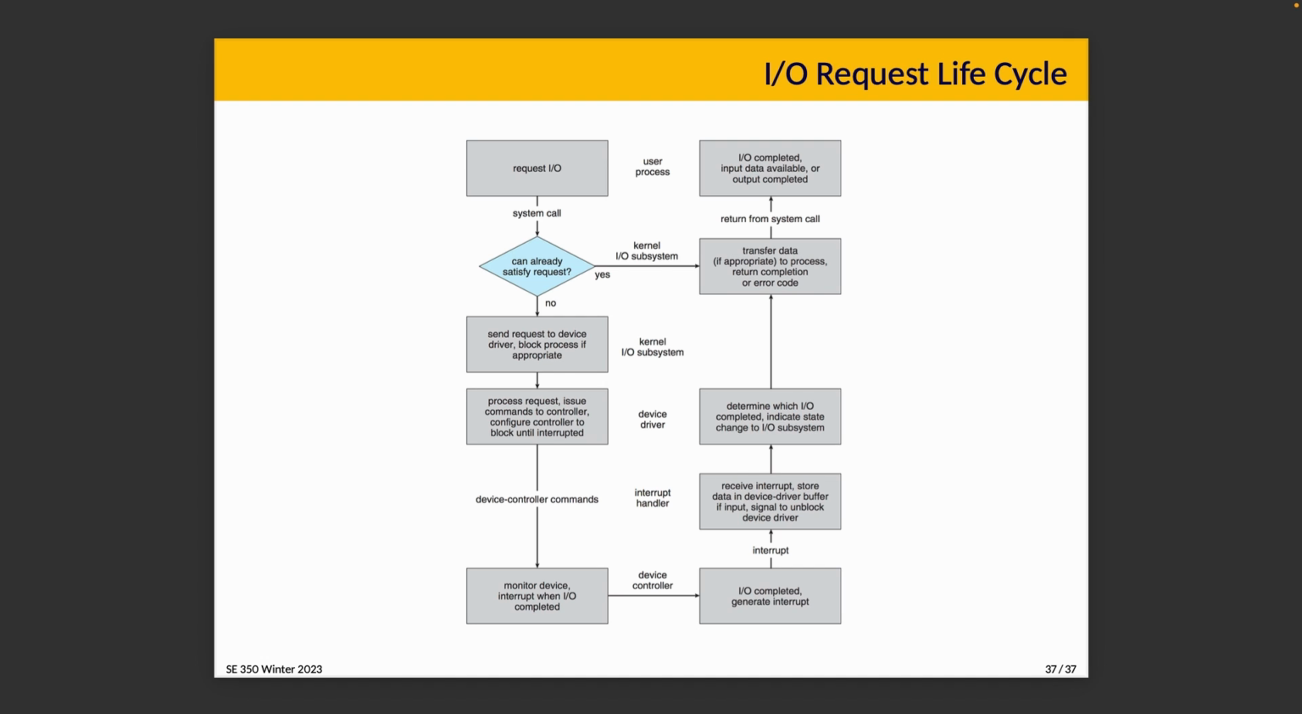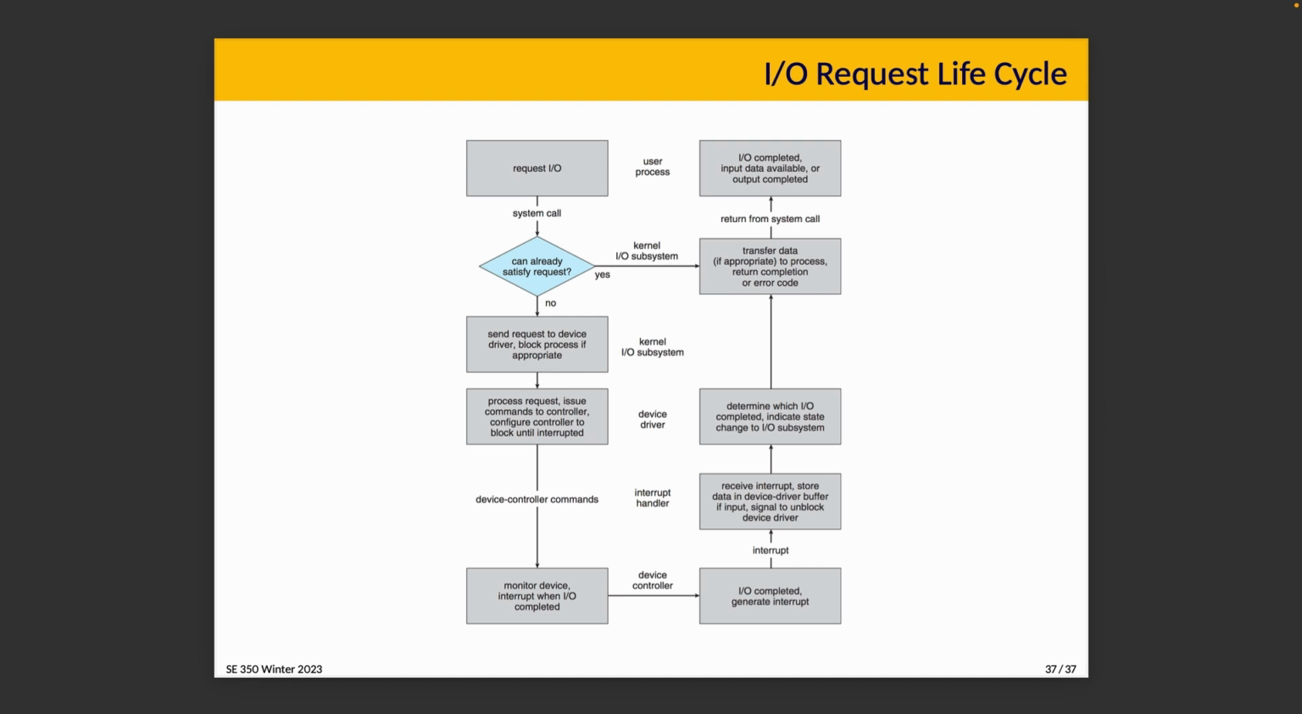Let's imagine that's not the case in our example. If we did have it, we could just return that information immediately and not do any of the other steps. Great, congratulations, here you go. But if we can't send the data immediately, then we go to the next step. We send the request to the device driver and we block the process that made the request, if appropriate. If they asked for blocking behavior, then yes, we block the calling process.